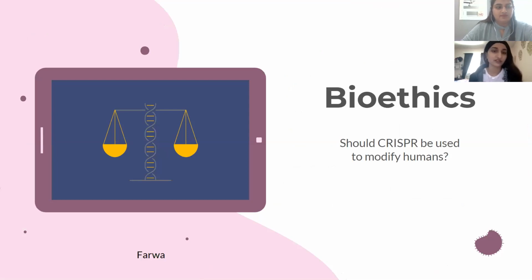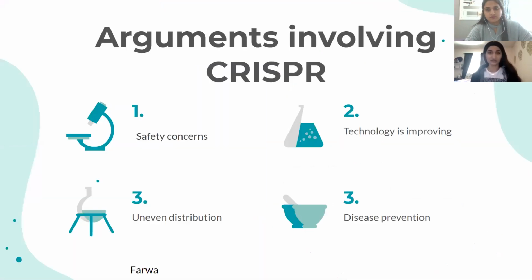So, bioethics: should CRISPR be used to modify humans? There are a lot of arguments about this, and the next slide shows the arguments. The first argument that people make is safety concerns. We know that the technology is improving, but scientists will need to do many more studies before it can be proven safe to use on humans.